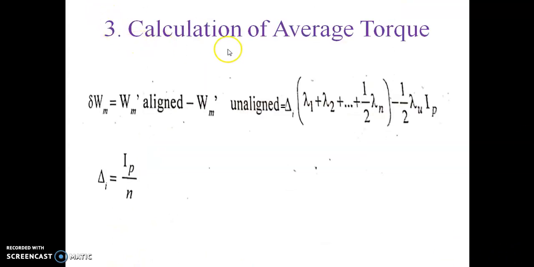The final step is to calculate the average torque. The calculation of average torque is done using delta Wm equal to Wm dash aligned minus Wm dash unaligned. For the aligned position we have calculated Wm dash, and for the unaligned position we have also calculated Wm dash. So we subtract these two. From this we get delta I into lambda 1 plus lambda 2 plus etc. up to half into lambda n, minus half into lambda u, into Ip, where Ip is the phase current, and delta I is the total phase current Ip divided by the number of phases n.